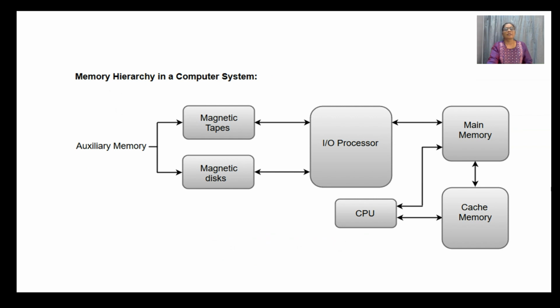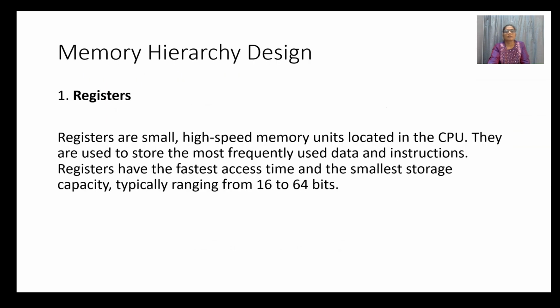In this particular memory hierarchy diagram, the auxiliary memory, magnetic tape, and magnetic disks are connected to the I/O processor. The I/O processor is connected to the main memory, and the main memory is connected to the cache memory, as well as to the CPU. The CPU is bidirectionally connected to the cache memory. We'll now discuss the different types of memories.